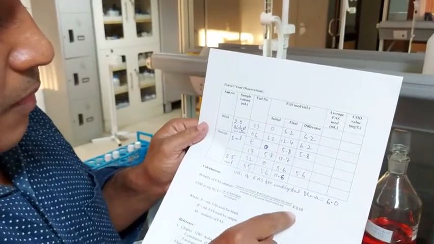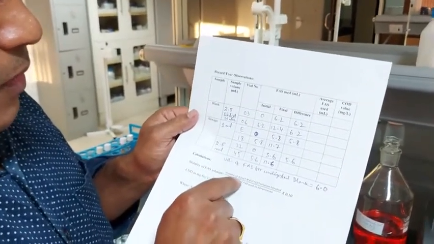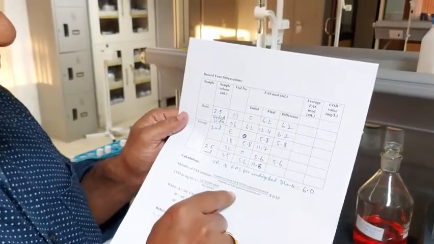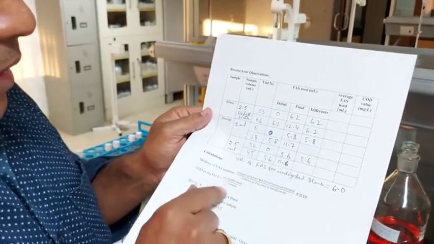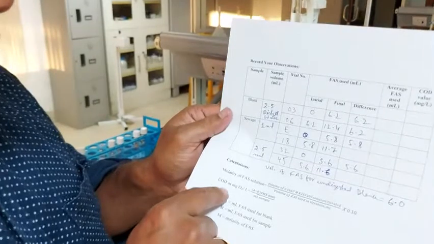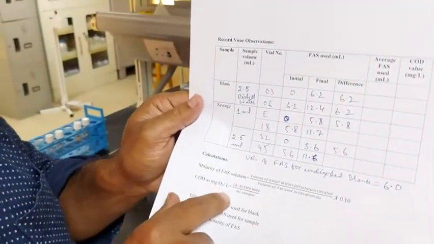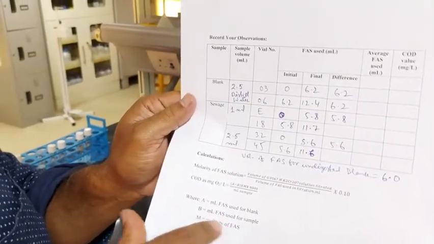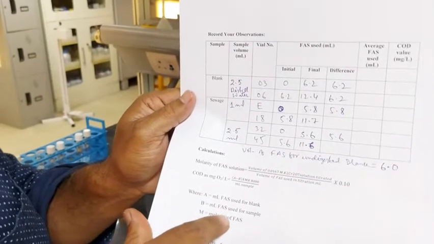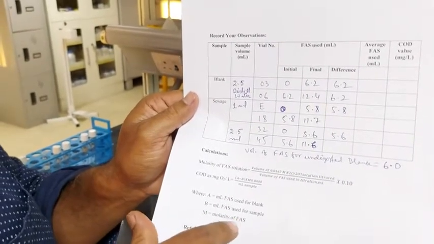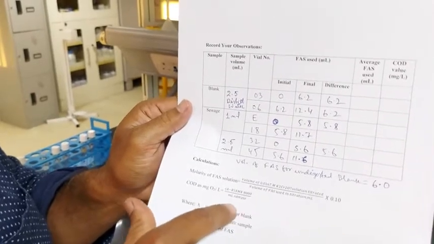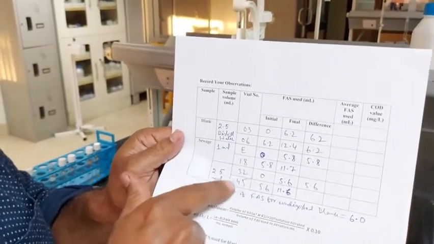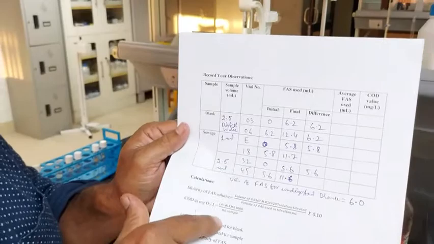This is the equation for finding the molarity. The molarity of dichromate is 0.0167 molar, and the volume of dichromate is 1.5 ml, multiplied by 0.1. From that we can calculate the COD, the chemical oxygen demand, as milligram of oxygen per liter from this equation. A is the ml of FAS used for the blank, B is the ml of FAS for the sample, and M is the molarity of FAS. The ml of sample means, in this titration we have taken 1 ml, and for the second case we have taken 2.5 ml of sample.